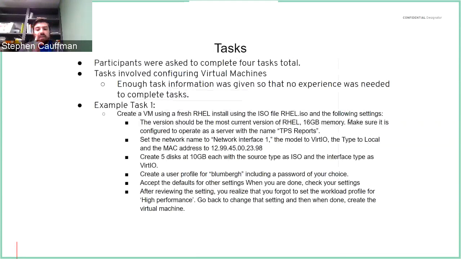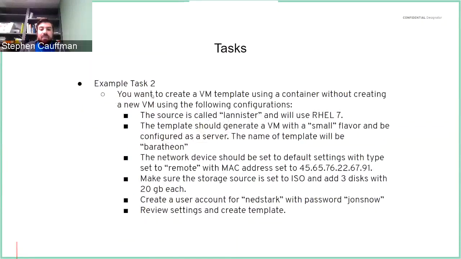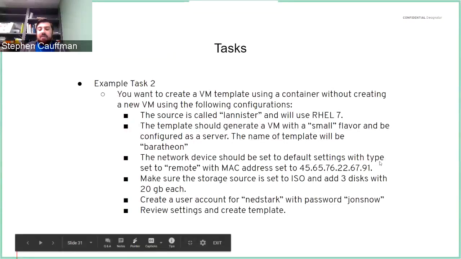For the example task, we gave them all the specifications we wanted for a virtual machine. This allowed us to recruit pretty much anyone, and no one really needed to have any specific product knowledge in order to do the tasks. People would have to create these virtual machines with the server name TPS reports and create a user profile for B. Lumberg, and then just go through the whole form. For task 2, we gave them pretty much the same thing, but with slightly different settings, so we could see how much faster people were getting between each task within each form.